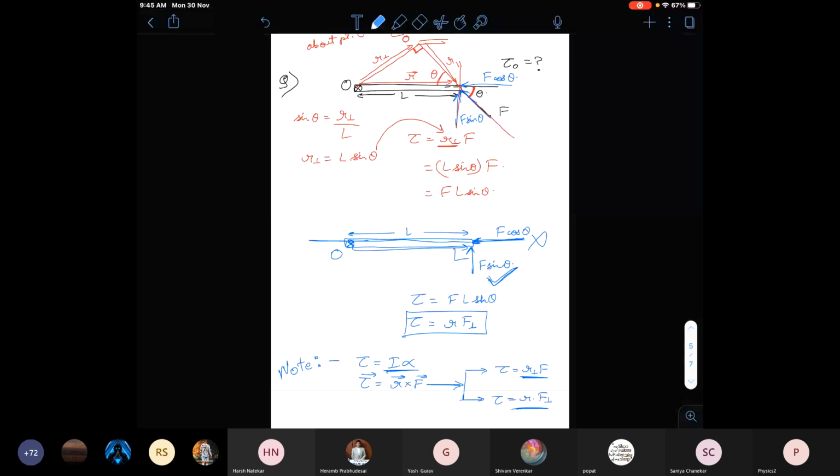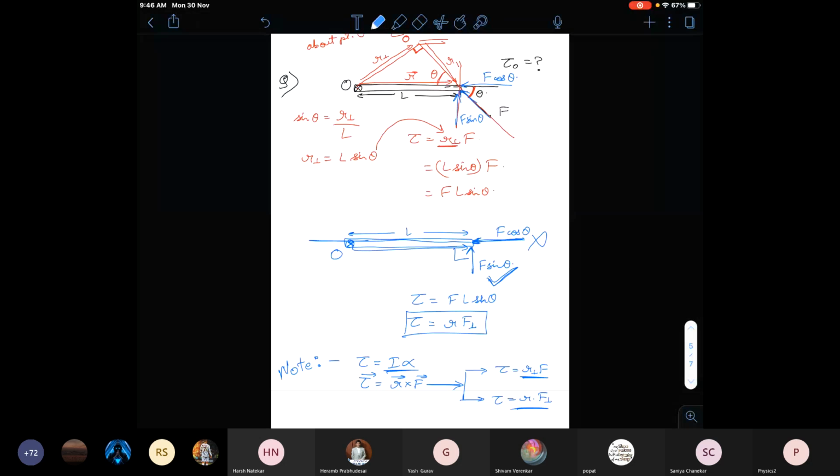We have not yet discussed the direction also. So just see a direction. There is a very simple way to calculate the direction. The direction of torque is represented as anti-clockwise or clockwise, in the same manner as you represent angular velocity and angular momentum.